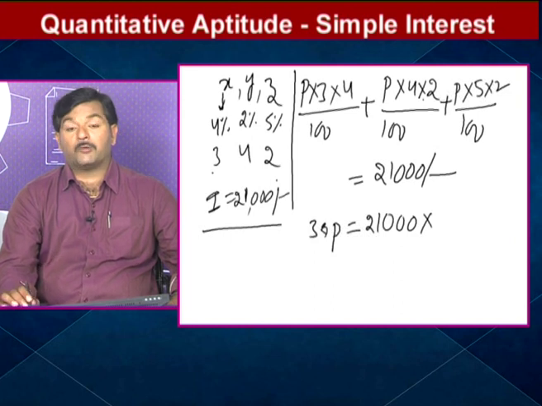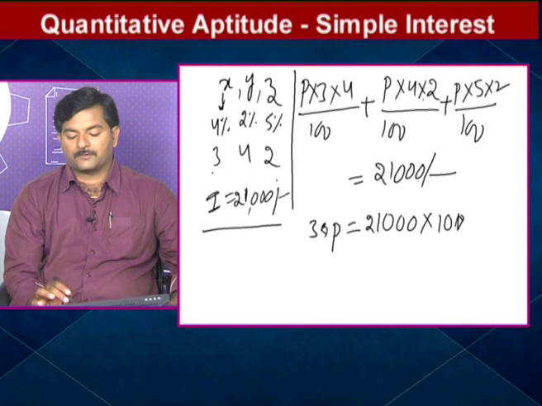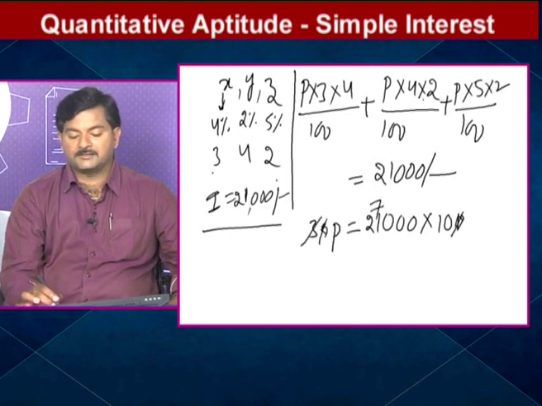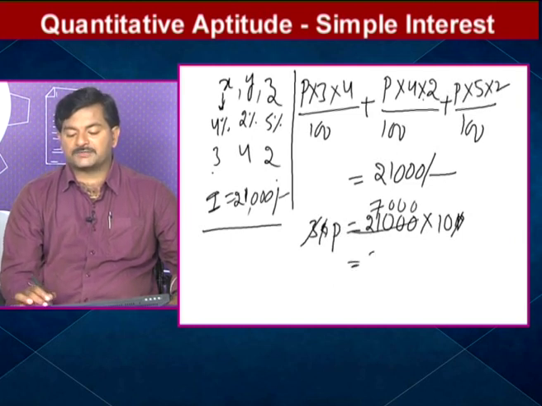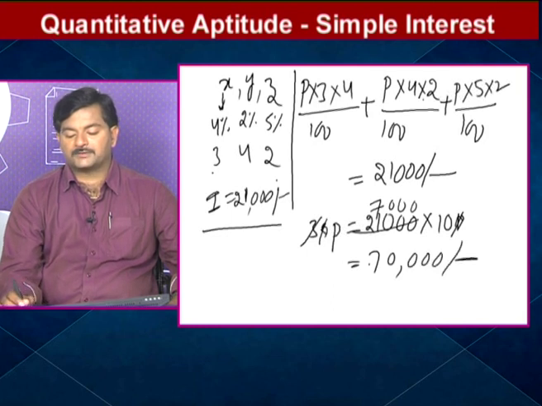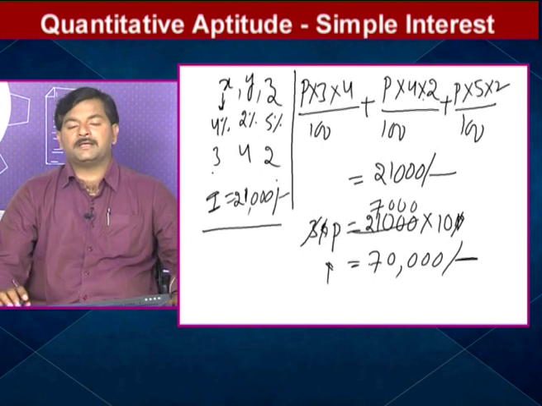21,000 into 100, clear, taking LCM. So the 0s cancel, 3 ones are 3, 3 sevens are 21. So 7,000 into 10 means the total I am getting is 70,000 rupees. This is my P value. I hope you understood this value also. So together the interest given is the first case interest, second case interest, and third case interest.